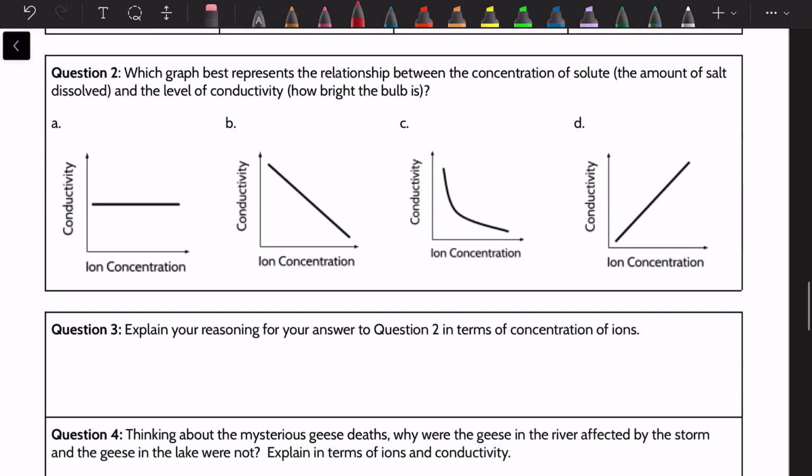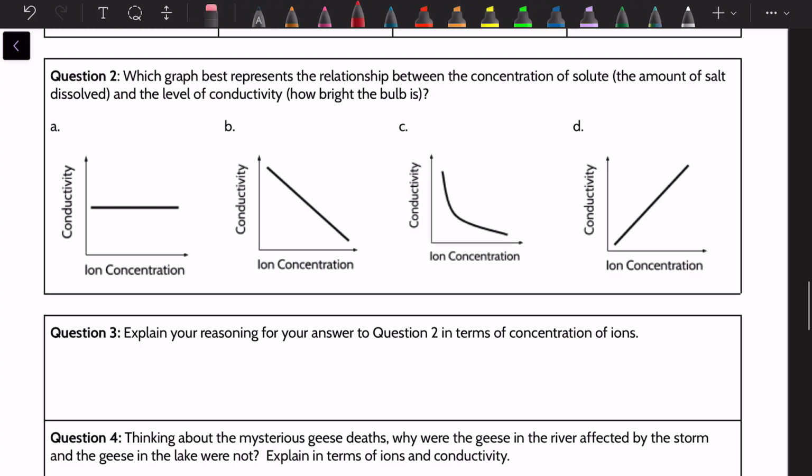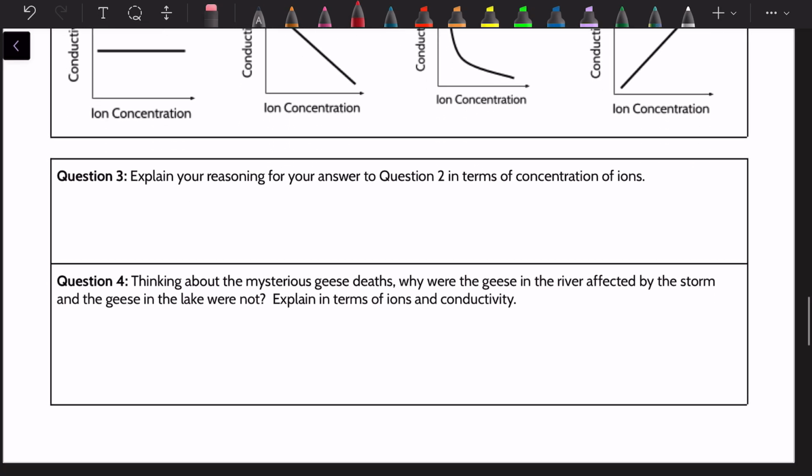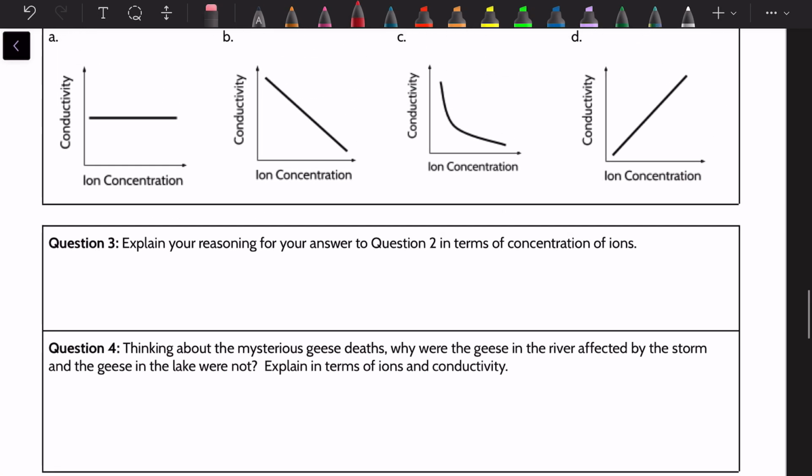Then you have a few other questions that talk about the relationship between ion concentration and conductivity, and then circling back to why we think these geese have died.